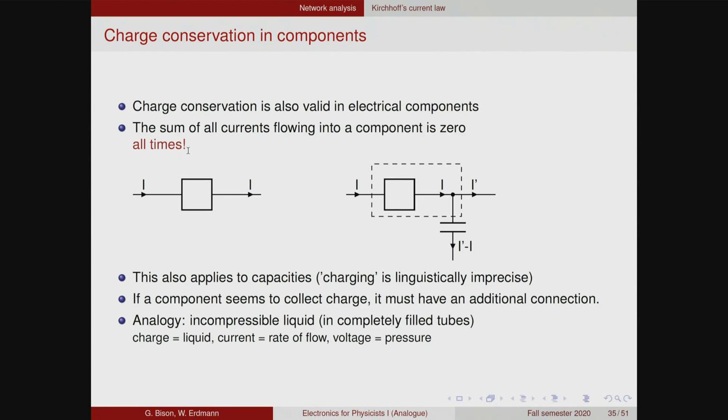You can think about charge conservation as having a nice correspondence to an incompressible liquid. If you have tubes that are completely filled with a liquid that cannot be compressed, then no matter what you want to do, you can push the liquid through the tubes. It doesn't matter how complicated the tubes are, if you push it in, it has to come out somewhere. It's not compressible. And if it spills out of the system somewhere, then you have forgotten to take some connection into account.